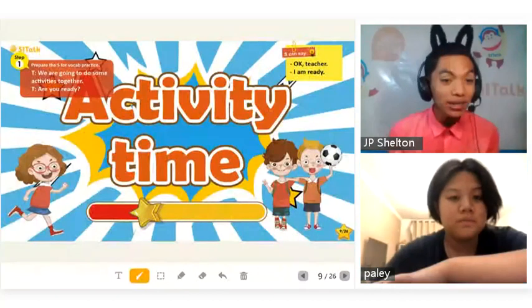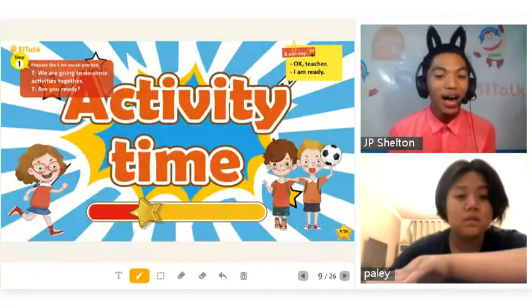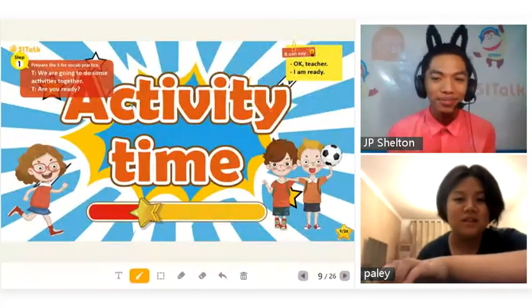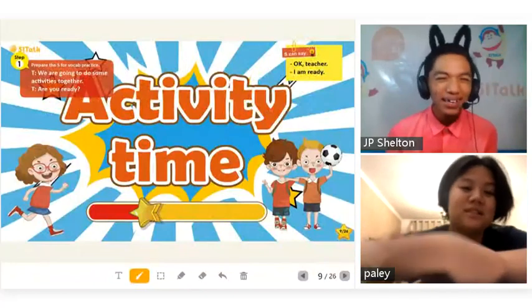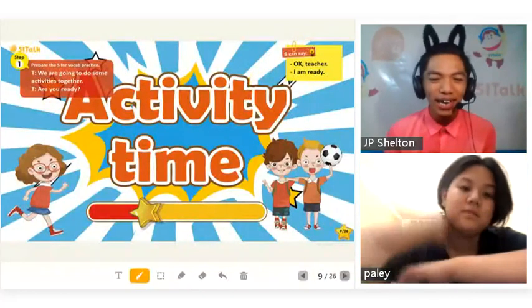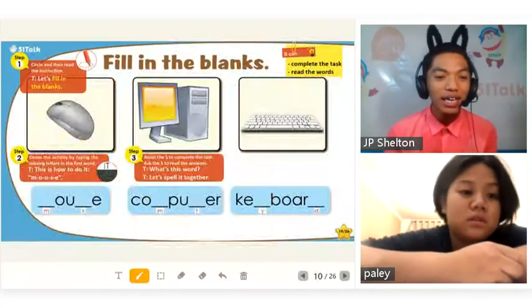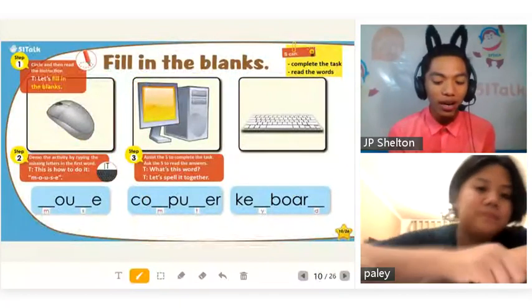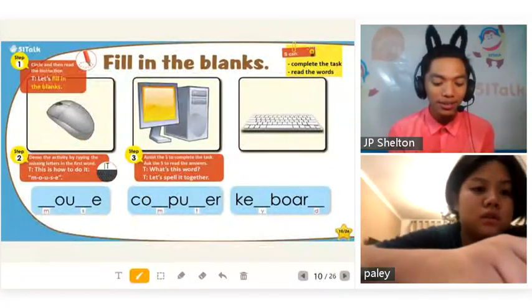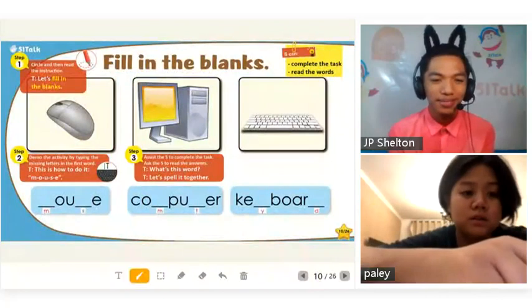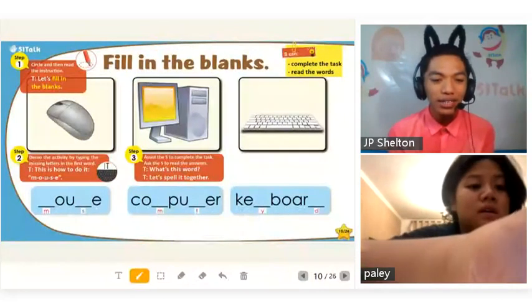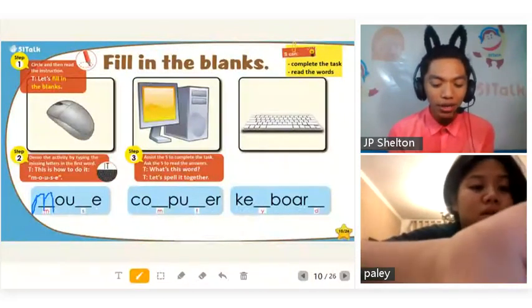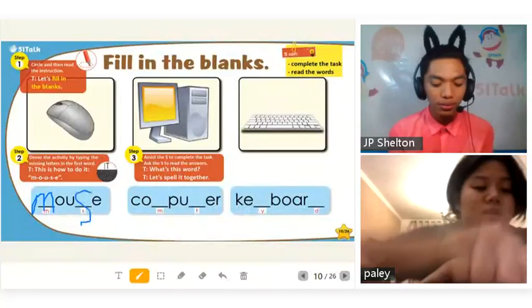We are going to do some activities together. Are you ready? Yes, I'm ready. Let's go to the next page. Let's fill in the blanks. Look at the first picture. What are the missing letters? It's a mouse. How do you spell the word mouse? M-O-U-S-E.